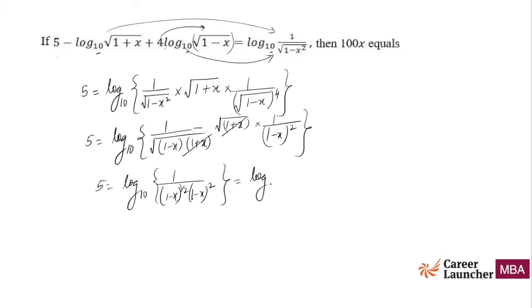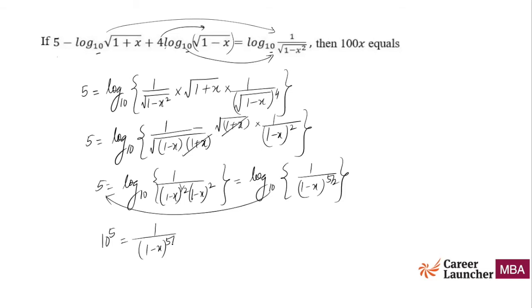So this changes to log 1 by 1 minus x to the power 2 plus 1 by 2, which is 5 by 2. Now we need to get rid of log since everything is simplified. So this 10 will move to the other side. It will push everything to the power and we will have this. Now, I want to get rid of this. So let's give a power of 2 by 5 throughout so that this power is eliminated. So this becomes 10 square, which is equal to 1 upon 1 minus x. Now 10 square is 100, right?